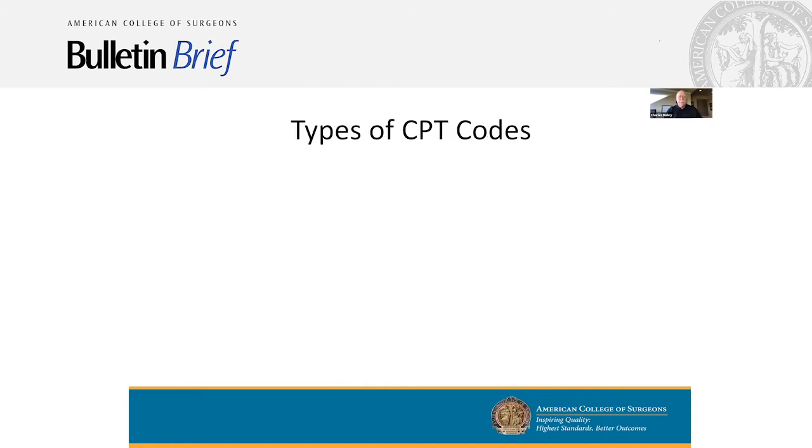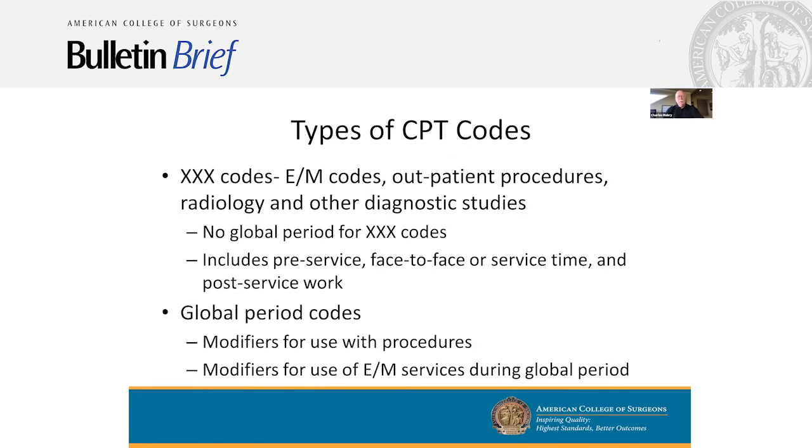Now, let's talk a little bit about the types of CPT codes. In general, there are two, although there are many minor little types. Most of the time we deal with either XXX codes or global period codes. Now, XXX codes examples are E&M codes, outpatient procedures, radiology and diagnostic studies, and those can be used multiple times for the same patient in the same day. There's no global period for that, and each XXX code stands on itself. It has a little bit of pre-service work in there, the face-to-face or service time, and then post-service work.